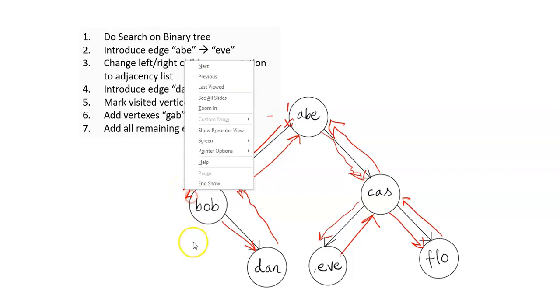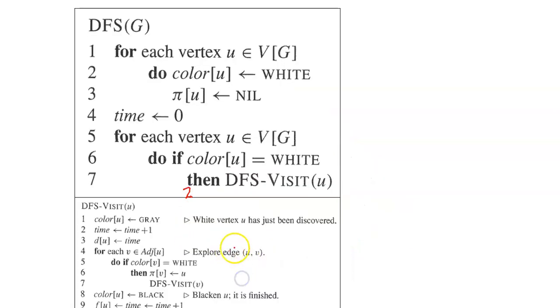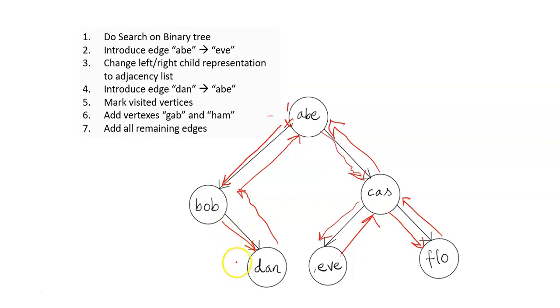So the time step would be 2 when we get to Bob, 3 when we get to Dan, and we will also increase the time step to 4 when we are leaving this node, so that we will go to 5, and then 6, and then 7, and then 8, and then 9, 10, 11, 12, 13, 14. Good. So we are going to implement this time step information.